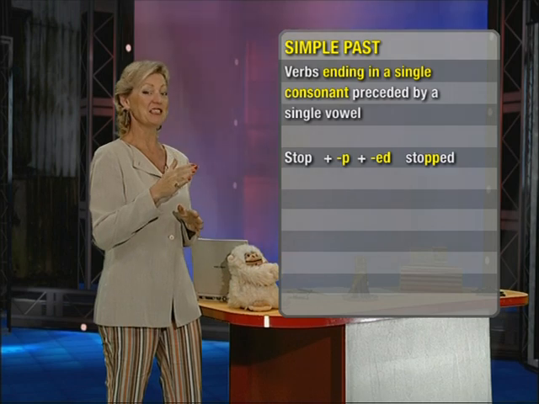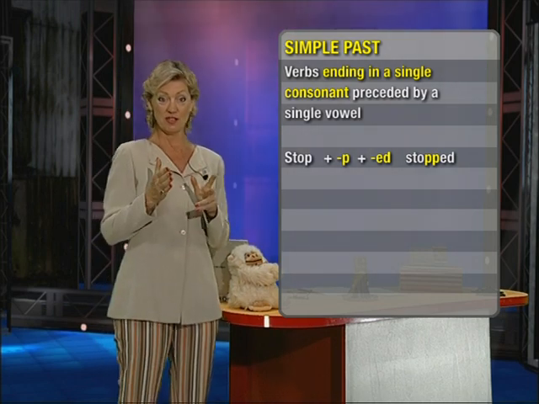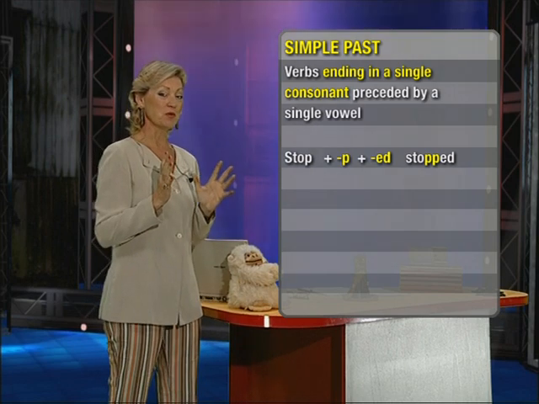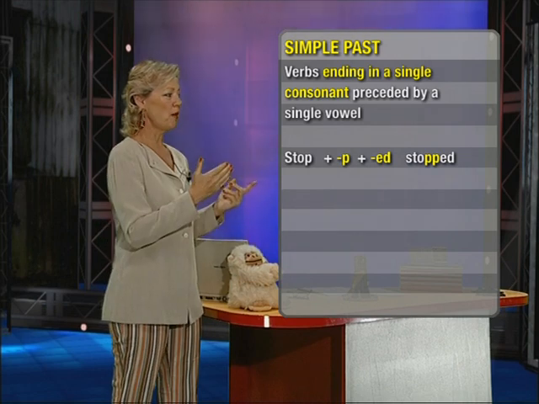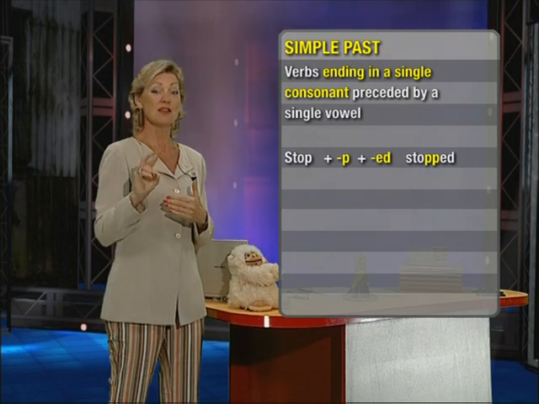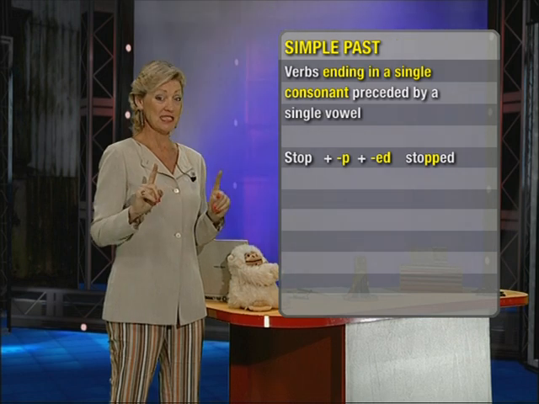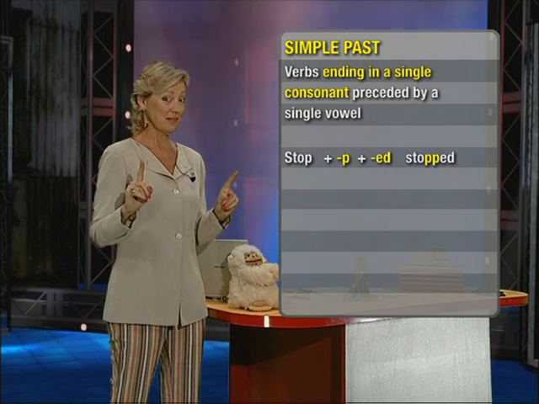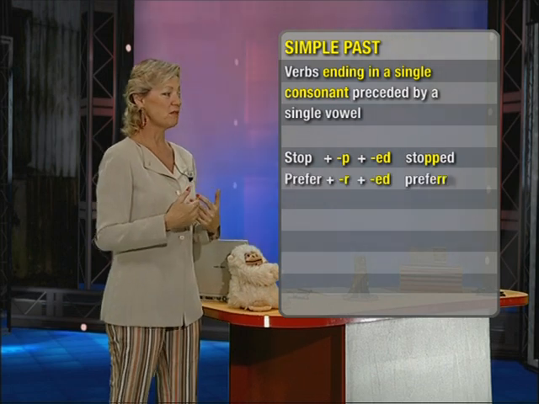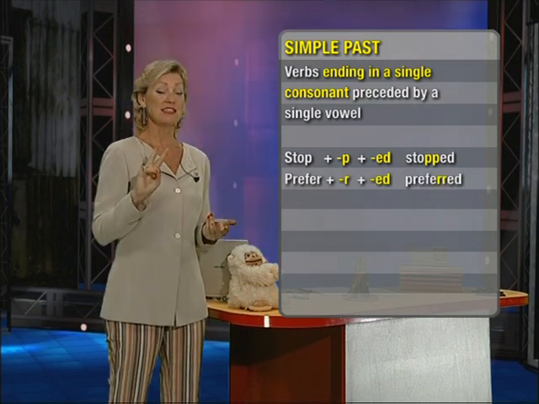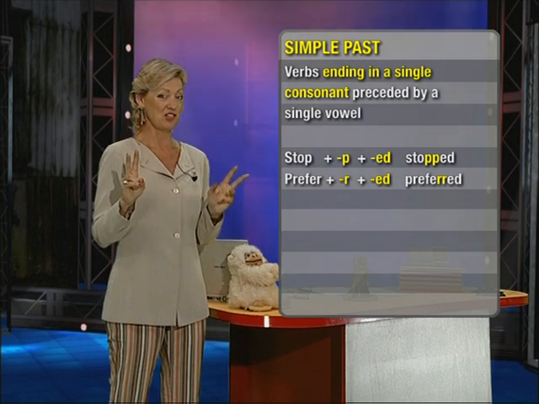Then the next group, stop. T-O-P is the end of that verb, so it's consonant, vowel, consonant. With these verbs, what we do is we double the consonant. So stop becomes stopped with double P, but the pronunciation doesn't change, okay? Another example is prefer. Prefer becomes preferred, double R. Okay, again, pronunciation doesn't change.